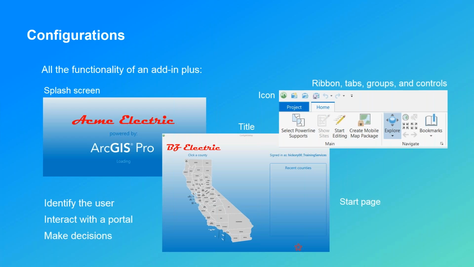When somebody starts up Pro, it would automatically know based on their group membership how to open up Pro. What do you want to show them? What projects do you want to show them at the startup? What buttons and tools and tabs should be available to that type of user based on their group that they belong to?